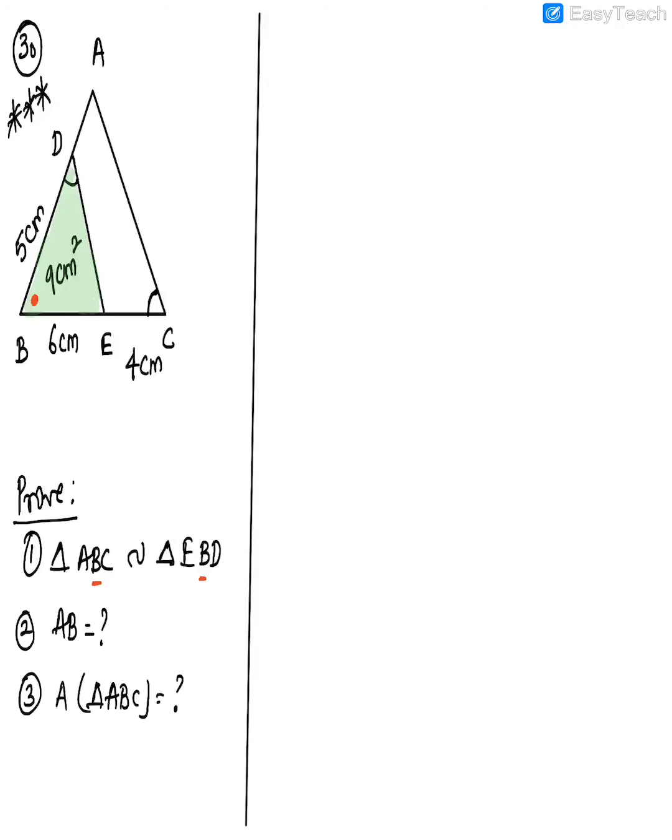What is our first statement now? The first line that we need to write, first statement, will be that angle ABC is equal to angle EBD. I could also write angle B equal to angle B, even that's okay. And the reason is what? Common angle. Done.